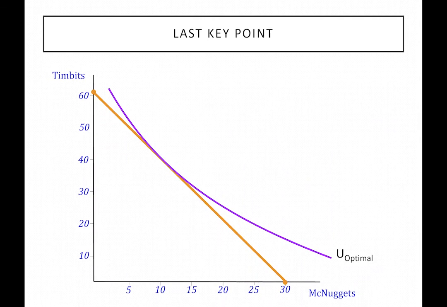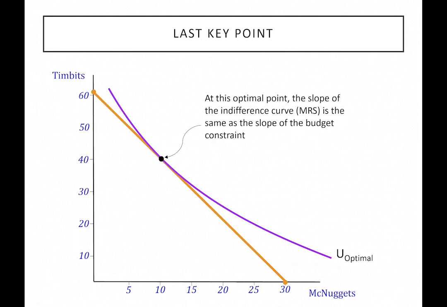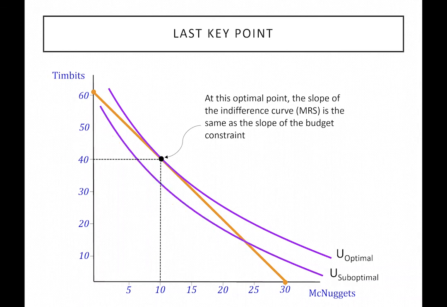Last key point, this one we'll come back to later, is that when a person chooses their optimal point, where, for example, we had a moment ago, my nephew chose 40 Timbits and 10 McNuggets, the idea was that he would get to the highest indifference curve given the budget constraint, as we've seen here. Now, on another indifference curve, he could have been at, say, a point like this down here. He's got the means for it. He's on the budget constraint. But he could go to a higher indifference curve, the one that's indicated as U optimal. He could go to a still higher one, the indifference curve unattainable, but he doesn't have enough money for it.